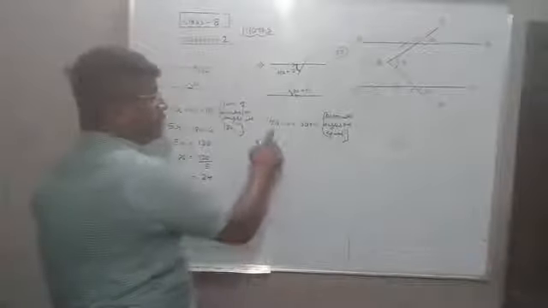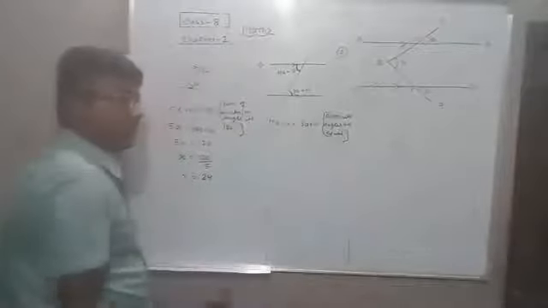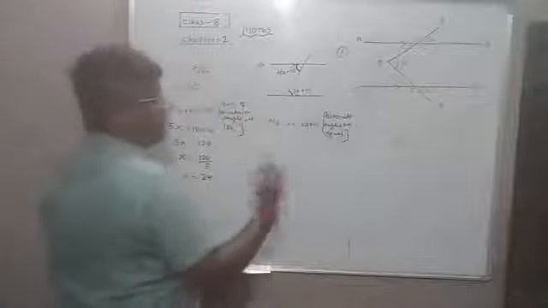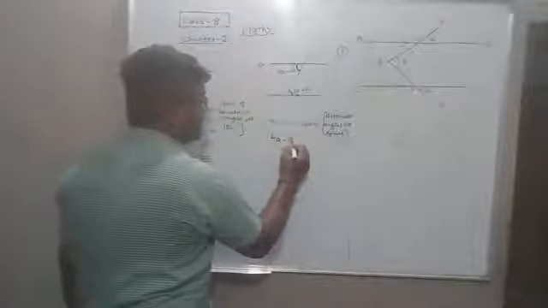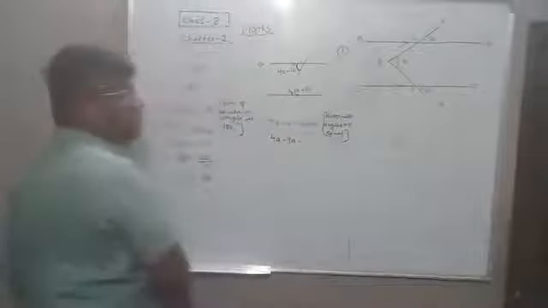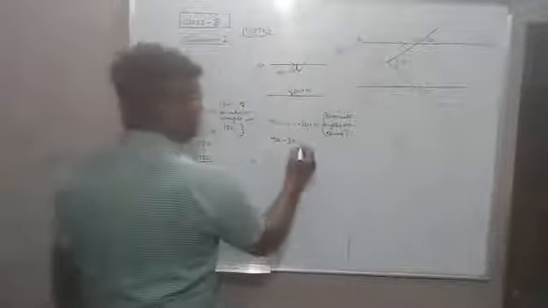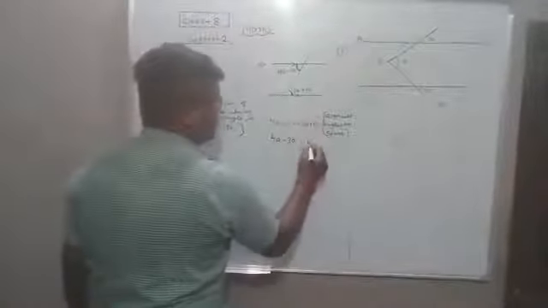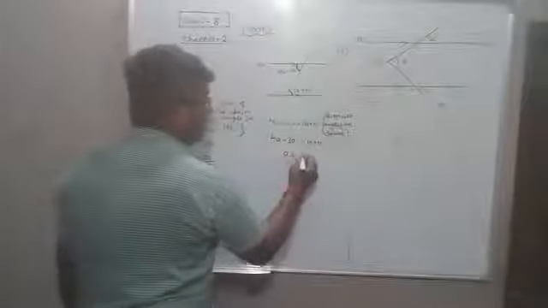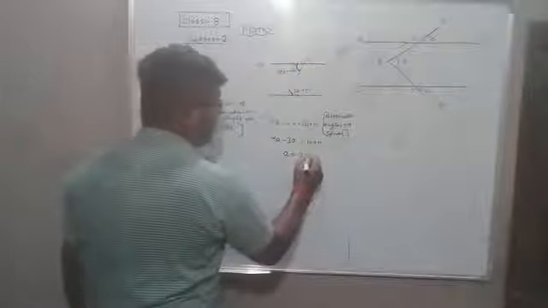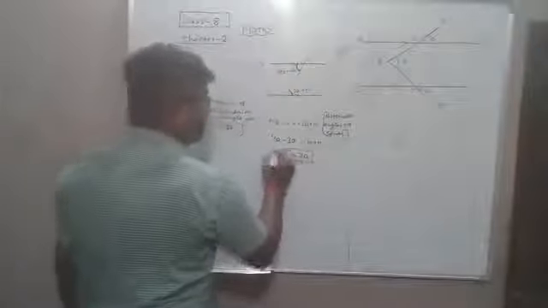What we do is make the terms with a on one side and the numbers on the other side. So 3a transferred to the left hand side becomes 4a minus 3a, because it is a plus and will become minus, and minus 10 transferred to the right hand side becomes plus 10. That is, 4a minus 3a is a, and 10 plus 10 is 20 degrees. So the value of a is 20 degrees.